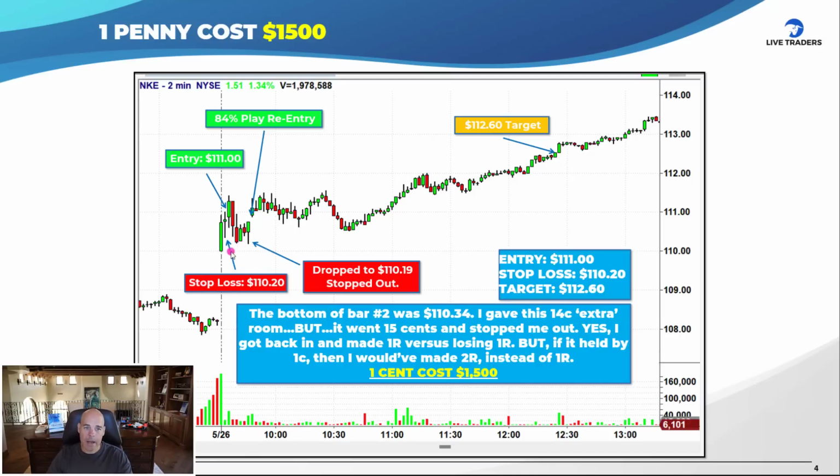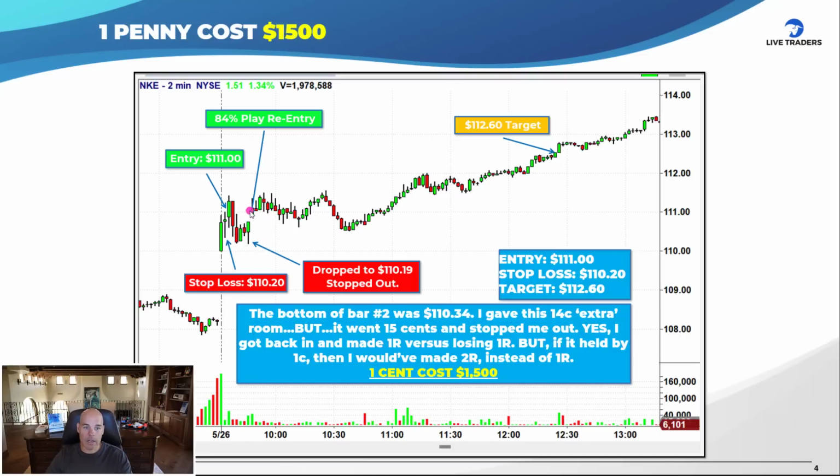Just in case. Well, what happened? The stock pops up, goes about 30, 40 cents, half of an hour, whatever, and then pulls all the way back to here. But take a look at this. It dropped to 110.19 and stopped me out. My shares were at 110.20. Do you know how annoying it is to be stopped out on the penny, watch a trade rip right back up immediately, chop around, then go to your target? It's annoying. It's beyond annoying. It's one of the most frustrating things that can happen, especially because I gave it 14 cents. Should have given it 15 or 16 cents, but you don't know that, right?